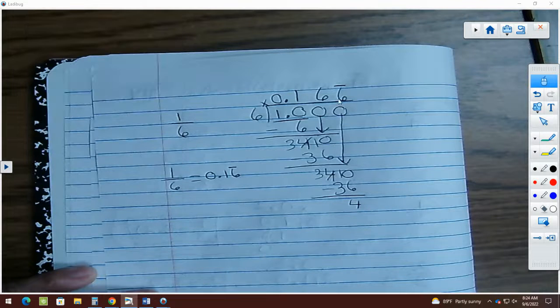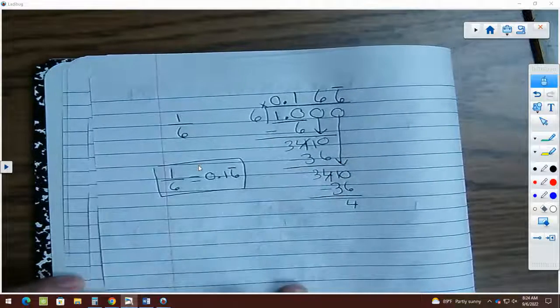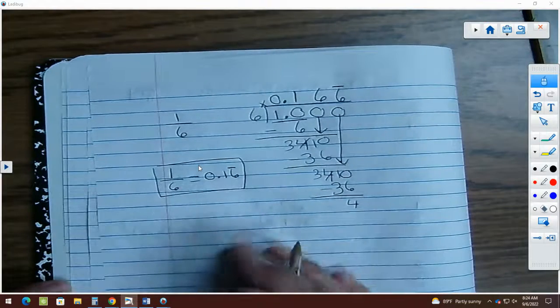So once I know it's a repeater, because I saw 40, 36, 40, 36, I know that 6 is going to repeat. I can put a little bar there to show that it's repeating. But when I put as my answer, I want it like money. Trust me. Let's make everything like money, and it'll be easier when we start comparing and ordering and all that good stuff. Question with 1/6?